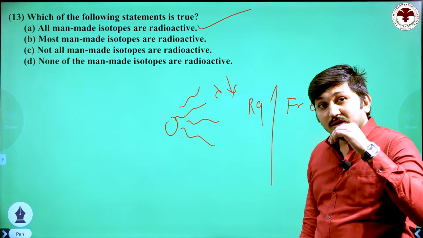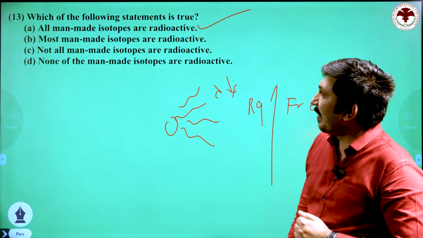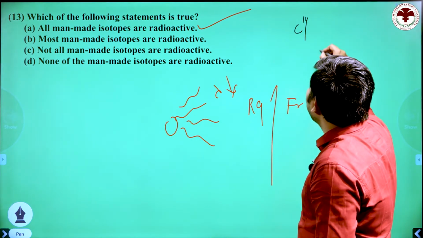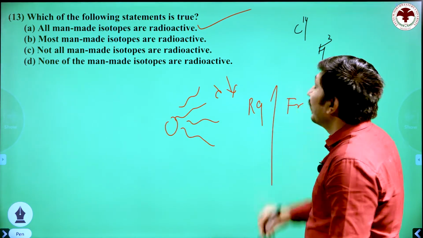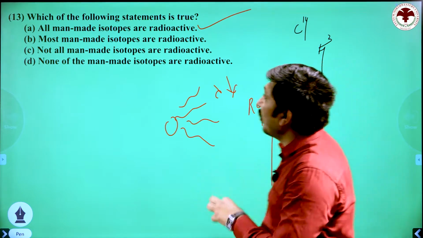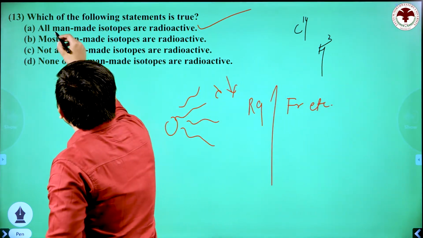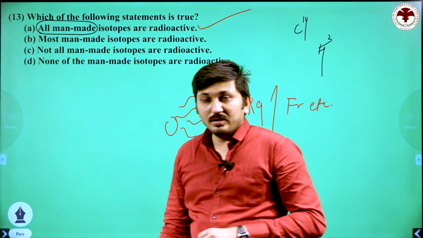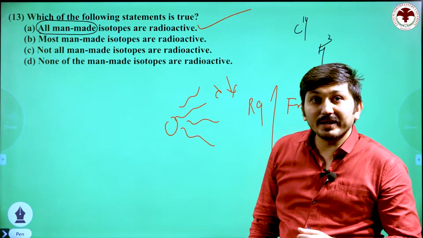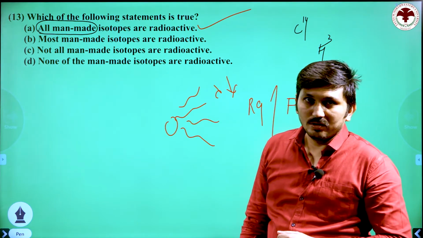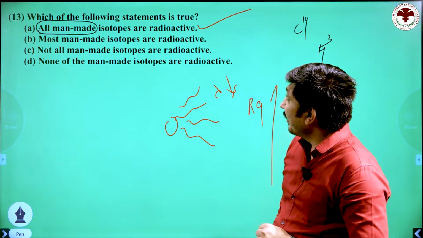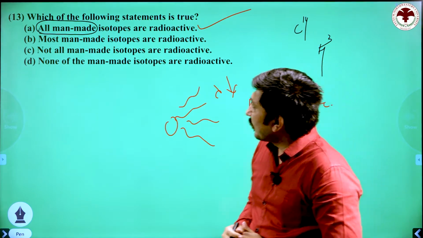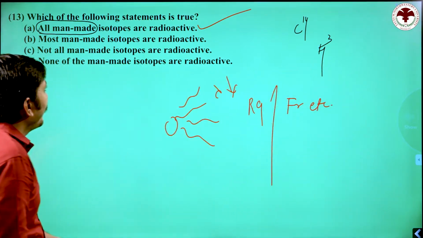But the man-made radioactive elements like C14 or H3, all these kinds of radioactive elements which are formed by humans, made in the laboratory, are always radioactive. So the first option is very true: all the man-made isotopes are radioactive.